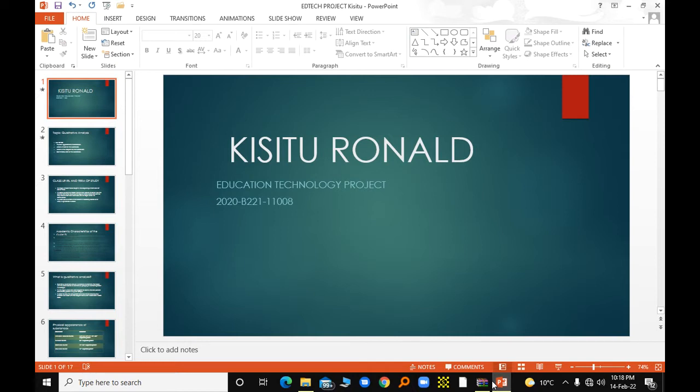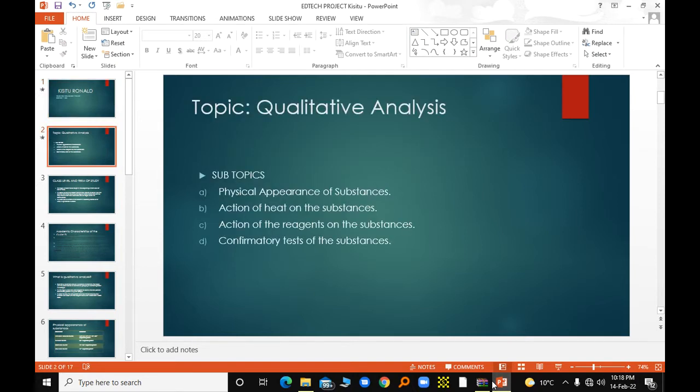Now, the topic which I'm going to teach is called qualitative analysis. The subtopics are the physical appearance of the substances, action of heat on the substances, action of the reagents on the substances, and then the confirmatory tests of the substances.